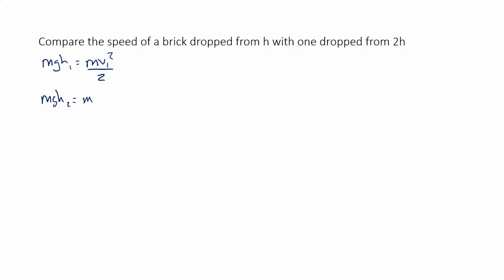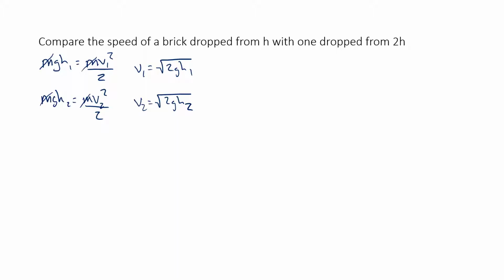mgh2 equals mv2 squared over 2. We want to talk about speeds. We're talking about velocity. So if we get rid of the mass and we solve for v, v1 equals the square root of 2gh1 and v2 equals the square root of 2gh2. Great, fine.